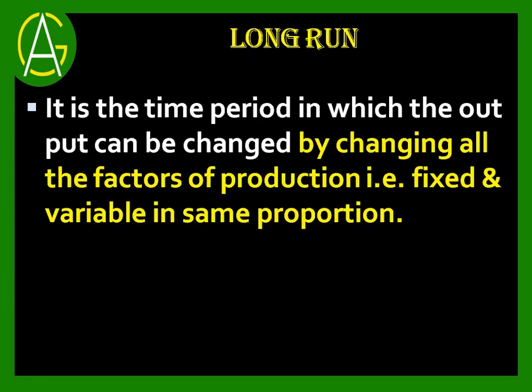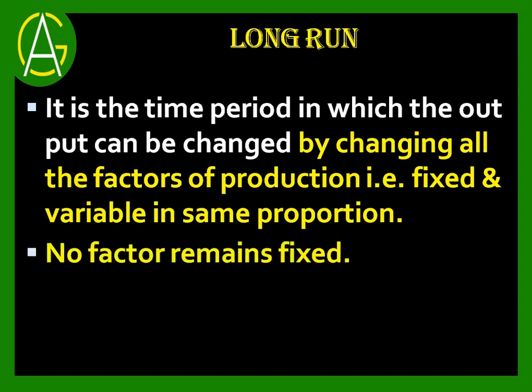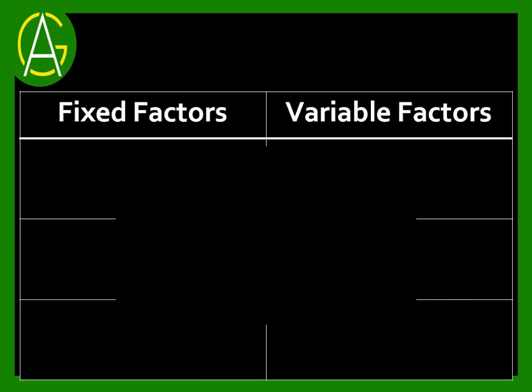Now let us understand what is the long run. Long run is the time period in which the output can be changed by changing all the factors of production, that is fixed factor and variable factor, in the same proportion. That means we can change both variable factors as well as fixed factors in the same proportion. It means no factor remains fixed.